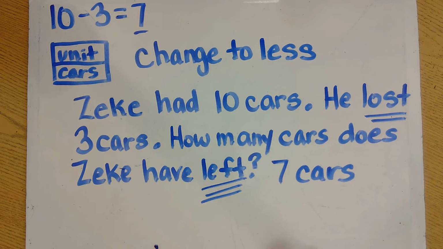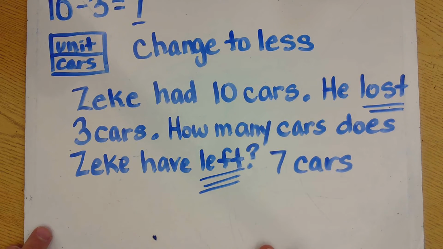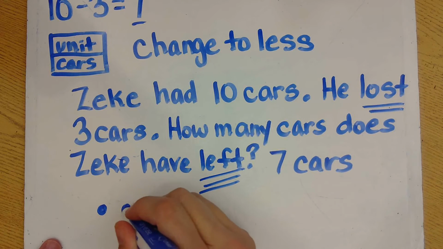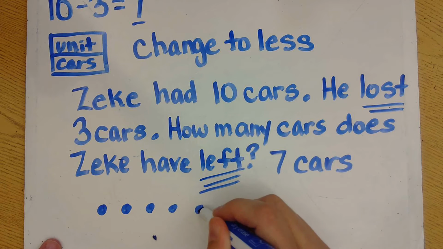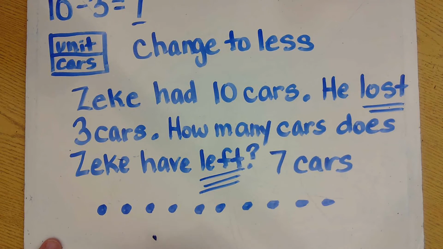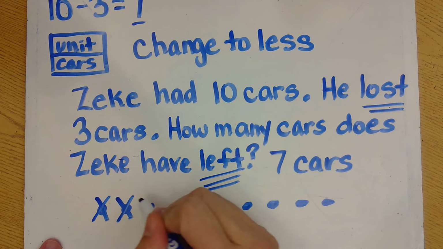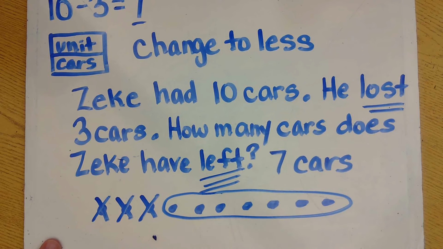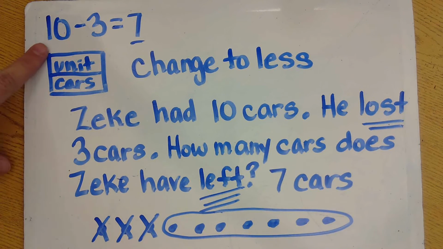If I wanted to draw a picture to go with this number story, I could draw 10 cars. I could just use circles. And since he lost 3, I could cross out 3 of these pictures, and I could count what is left. That's one way to figure it out. I could also write a number model to go along with the story.